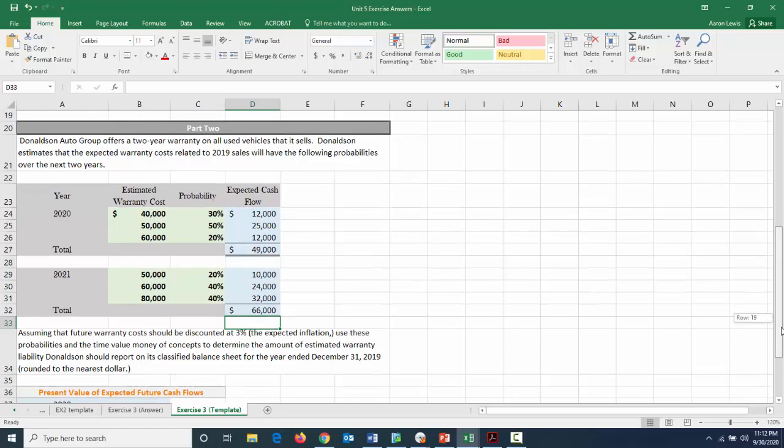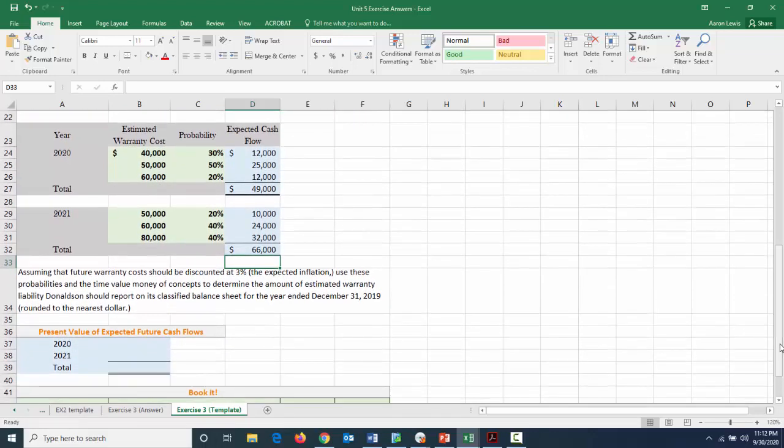So assuming the future warranty cost should be discounted at 3%, which is the expected rate of inflation, use these probabilities and time value of money concepts to determine the amount of estimated warranty liability that Donaldson should report. So when you report your liabilities for warranties, it's not just the amount that you expect to pay that matters, it's when you expect to pay it, right? If we total those 2 numbers together, we come up with $115,000, $49,000 plus $66,000. Well, having to pay $115,000 today is a very different animal for a company than having to pay it 2 years from now. So what you need to do is discount by the expected rate of inflation.